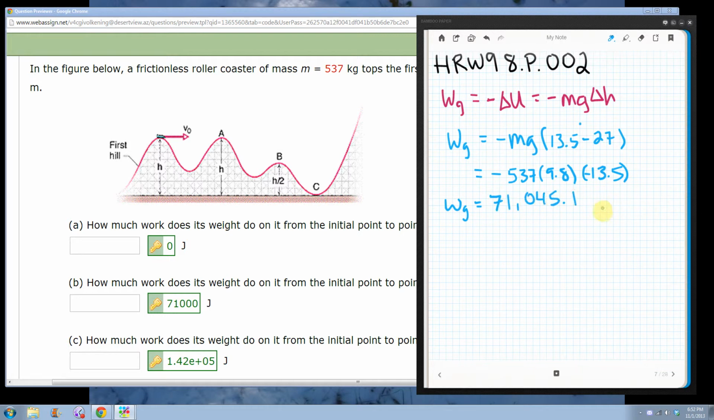But remember what I said in class? You don't just keep writing all the digits because you gotta stop somewhere. You might as well stop with significant figures. There's 2 in my given data, so it really should just be 2. So I need to round to 2 sig figs, so that would be 71,000 joules. That's why the answer is 71,000 joules.